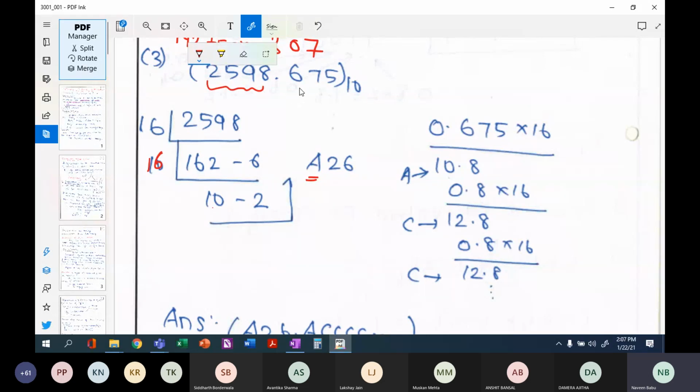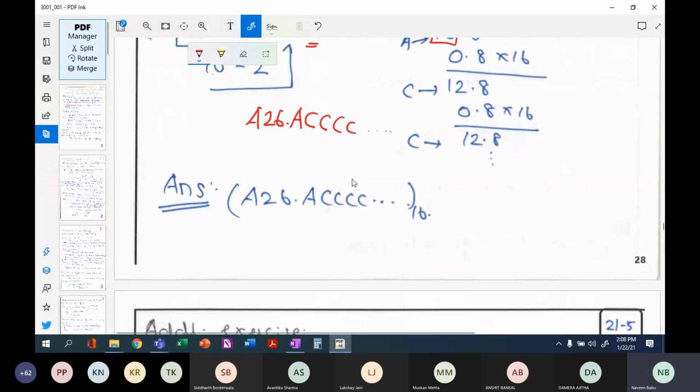And now the fractional part 0.675, you multiply it with 16. So it is 10.8. So 10 corresponds to the coefficient part. So A26 is the integer part, and 10 here, use it as the coefficient, and the remaining part is 0.8. You multiply it with 16, what you get is 12, and 12 corresponds to C, and then you repeat this process, C and then C, like this it keeps on repeating. This is how you convert a decimal equivalent to a hexadecimal equivalent in both the integer and the fractional part.